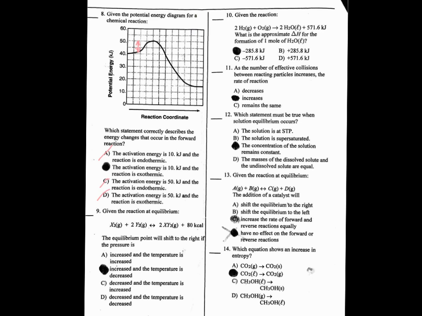Okay, number 9. The equilibrium point will shift to the right if the pressure is, so let's focus on pressure first. We need to go to the right. On this left side, we have 3 moles of gas, and over here we have 2 moles of gas on the right side. So why would we shift to the right? Why would we want to go to the lower pressure side? That means we had high pressure. Pressure was increased. So we want to go to the lower side. We want to move away from the high pressure.